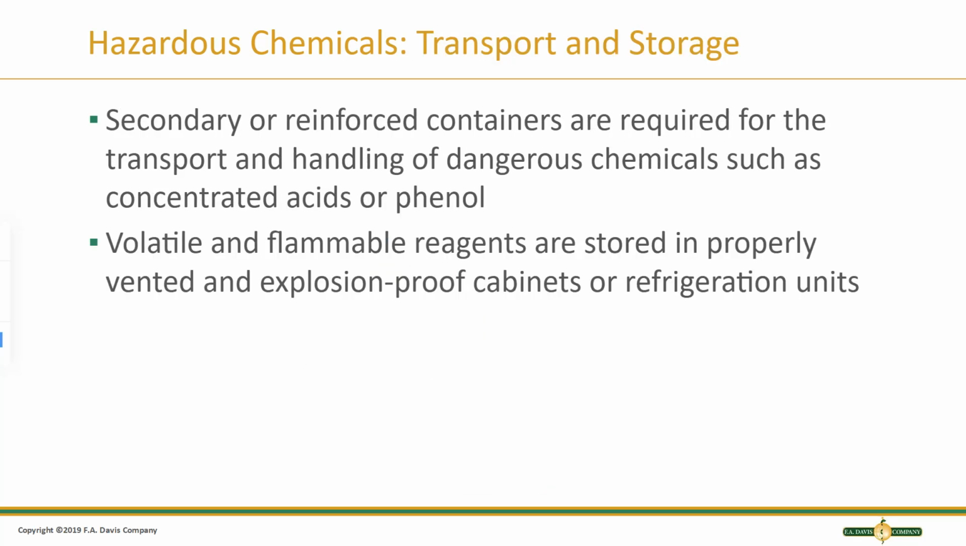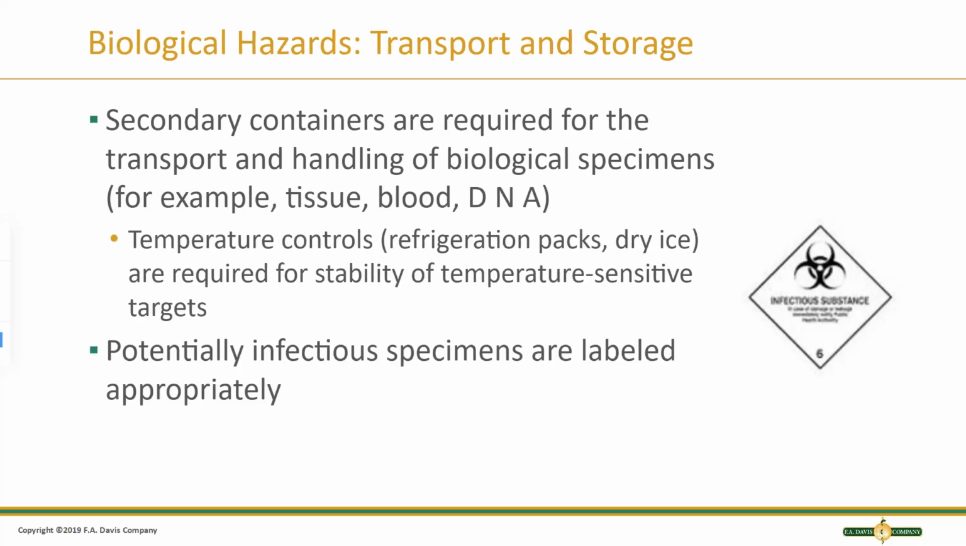Transport and storage. Secondary or reinforced containers are required for the transport and handling of dangerous chemicals, such as concentrated acids or phenol. Volatile and flammable reagents are stored in properly vented and explosion-proof cabinets or refrigeration units. Secondary containers are required for the transport and handling of biological specimens, for example, tissues, blood, DNA. Temperature controls, refrigeration packs, and dry ice are required for stability of temperature-sensitive targets. Potentially infectious specimens are labeled appropriately.